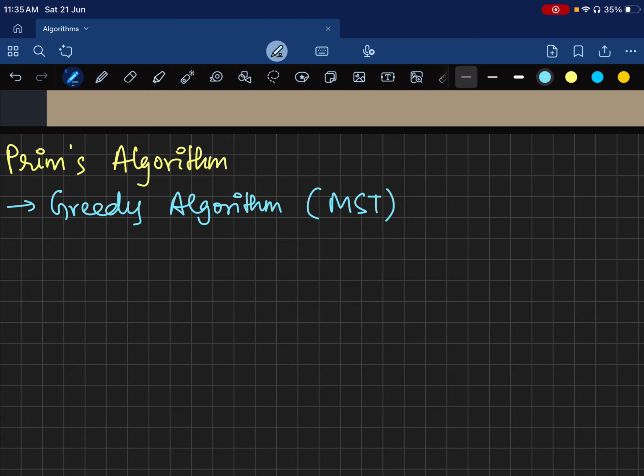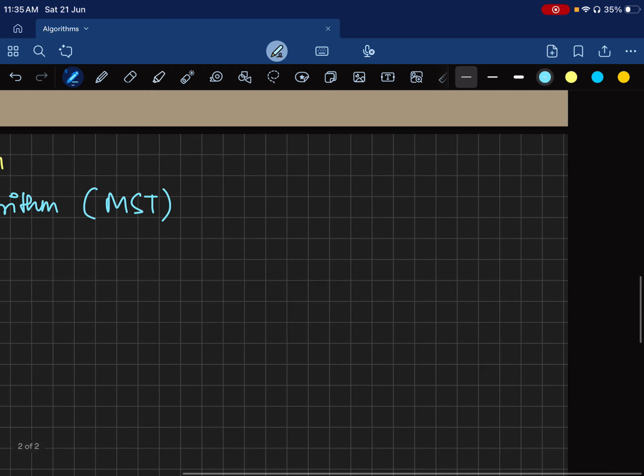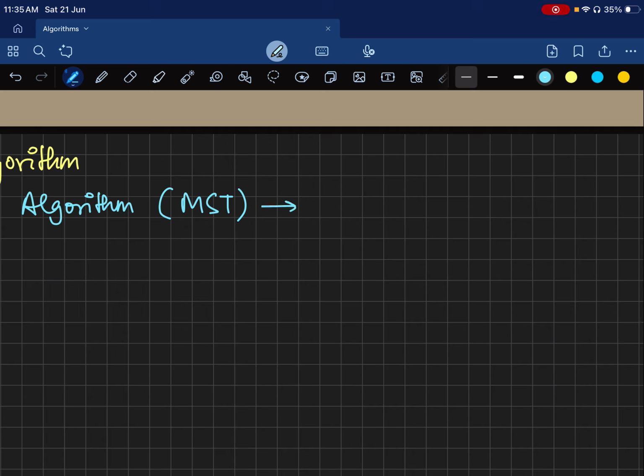So what is a minimum spanning tree? A minimum spanning tree is the tree that is formed from a graph, which has the minimum edge weight.